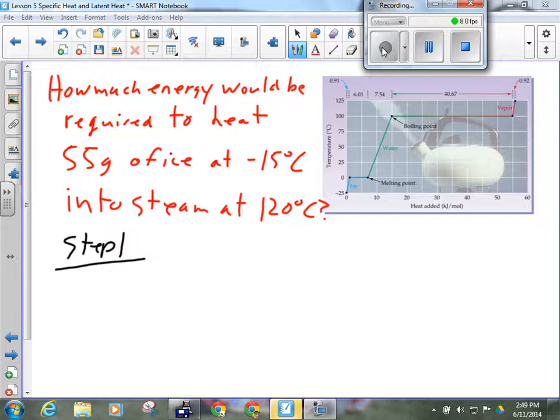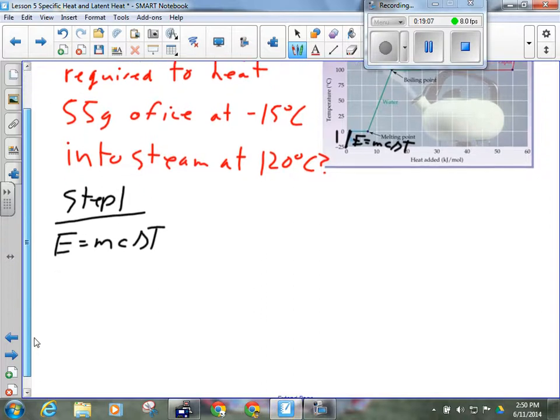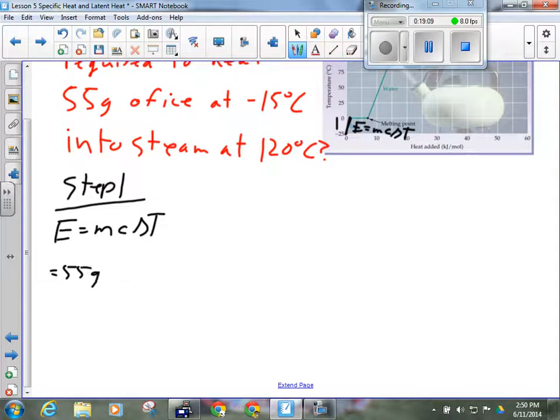How do I figure out how much energy would be required to change the temperature of ice? E equals mc delta T. Anywhere where the temperature is changing, I use E equals mc delta T. So in step 1, E equals mc delta T. M is 55 grams. I'm dealing with ice, so the specific heat capacity of ice is 2.116 joules per gram degree Celsius. And how much am I heating the ice by?